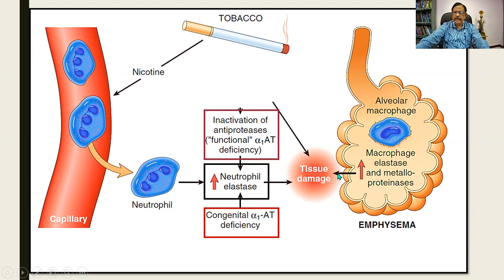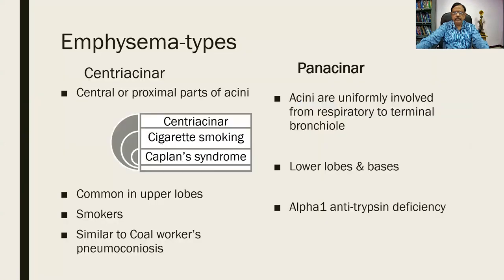The same can be done by means of the macrophages also. This will form the pathogenesis of emphysema. Please remember this. This includes centriacinar as well as panacinar emphysema. Very important for you people. Basically, there are two types of emphysema: one is centriacinar, another is panacinar. Other types are there, we shall be mentioning.